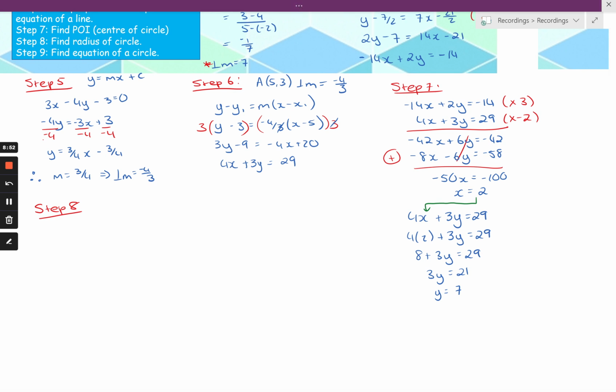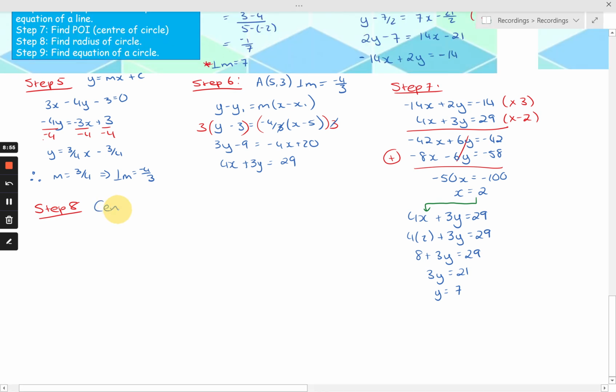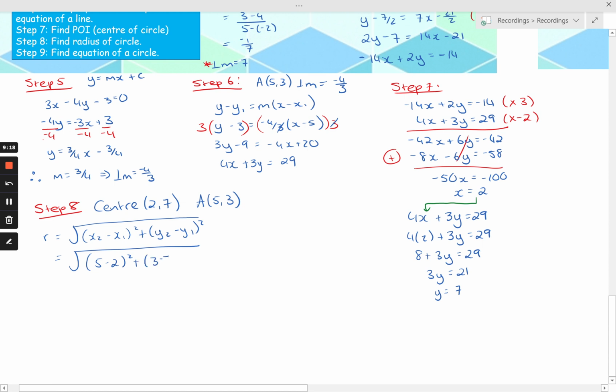So I know that the center of my circle is 2, 7. I can take any other point on the circle, so I'm going to take A, which is 5, 3, and find the distance between them to get my radius. I'm going to use my distance formula here, which is x2 minus x1 squared plus y2 minus y1 squared, and sub in my points, which means I'm going to have 5 minus 2 squared plus 3 minus 7 squared, which gives me 3 squared, which is 9, plus 4 squared, which is 16. So I get the square root of 25, which gives me 5 units as my radius.